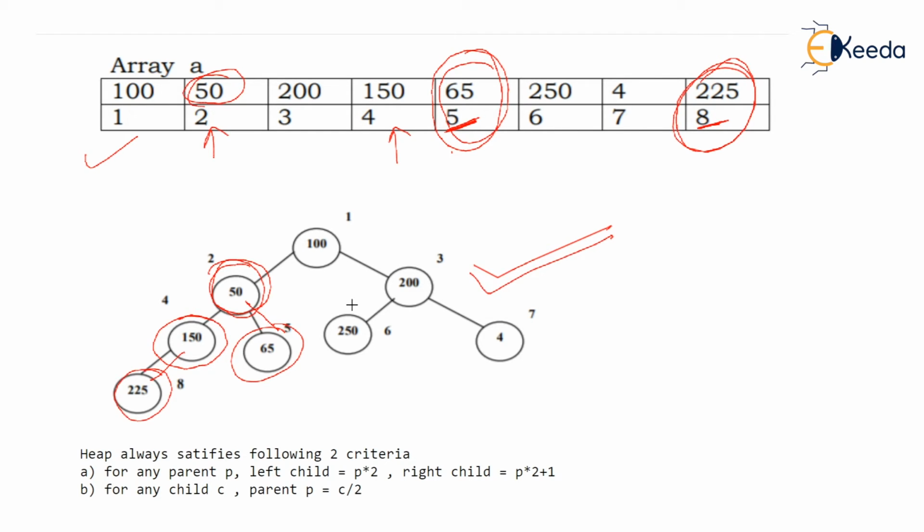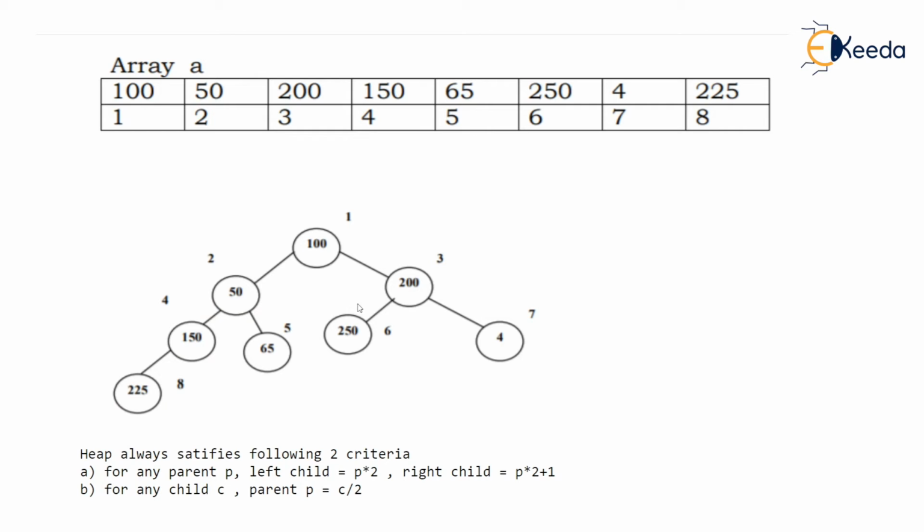Now what if you are asked that in the array there is a value 200 located at third place? Who are the two children of this node, this value? So you will say left child is 3 into 2. 3 into 2 is 6. So 250 has to be the left child. And 3 into 2 plus 1 is supposed to be the right child. And check the binary tree. Indeed 200 has the left child as 250, that is the 6th node, and the right child is 4, that is the 7th node.